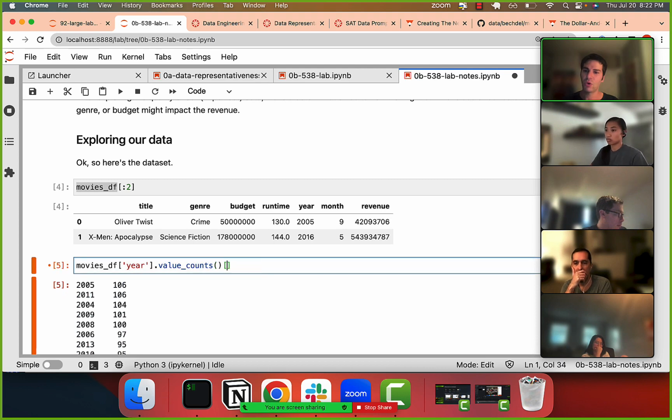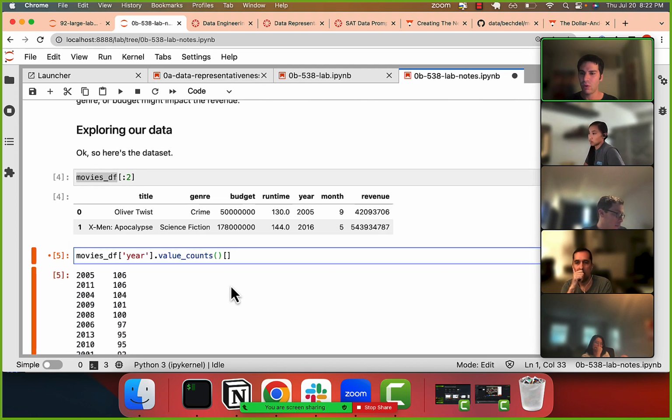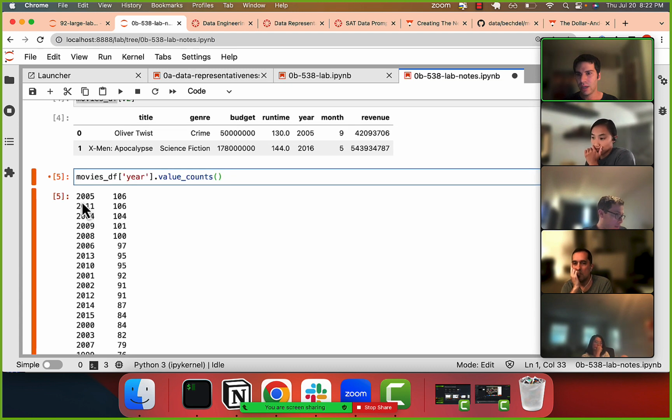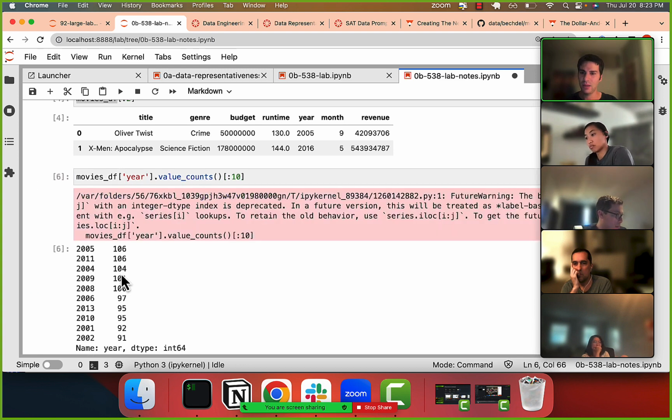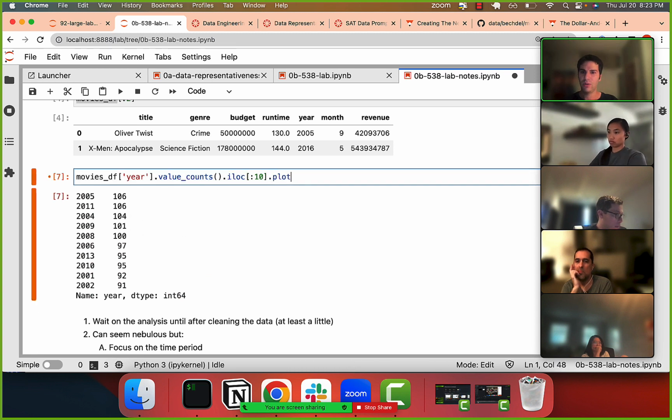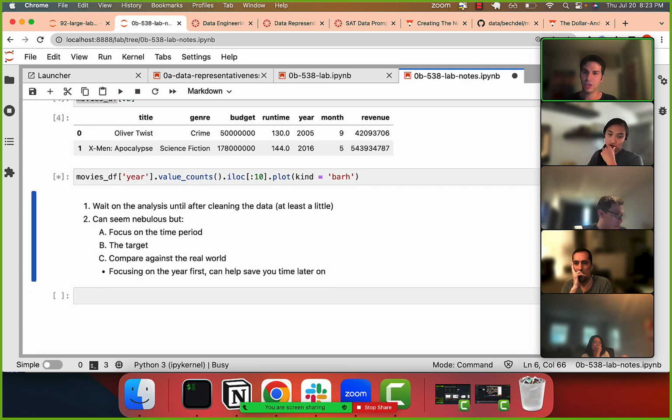All right. So right off the bat, I would probably only select more recent movies. So if we could sort this in terms of the most recent movies... I wonder if I can sort the index. I think what I would do is just plot it. Let's just select the top 10. They want me to use iloc. So we'll select the top 10, and then we'll do a plot kind equals barh.